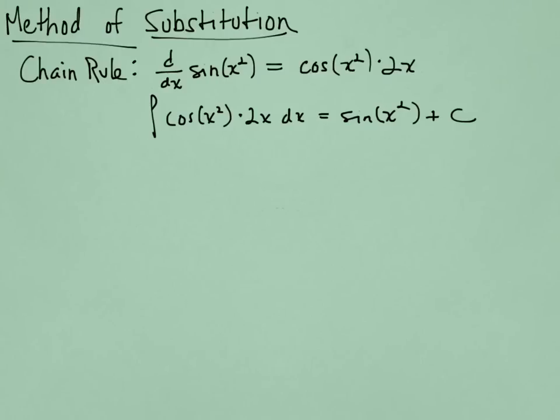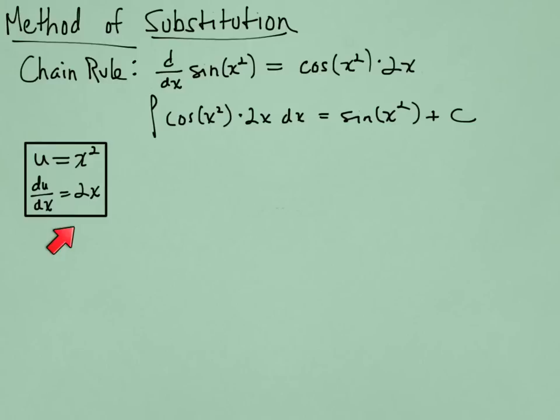In order to manage the calculation, in practice what we do is a substitution, and the letter we usually use is the letter u, and in this case the appropriate substitution is u is equal to x squared. I'm going to differentiate u with respect to x, and when I do that I get 2x. And let's reconsider our integral now in terms of this new variable u. It's cosine of x squared times 2x.